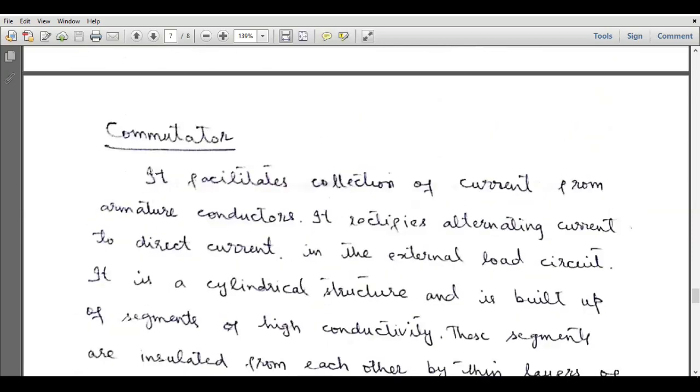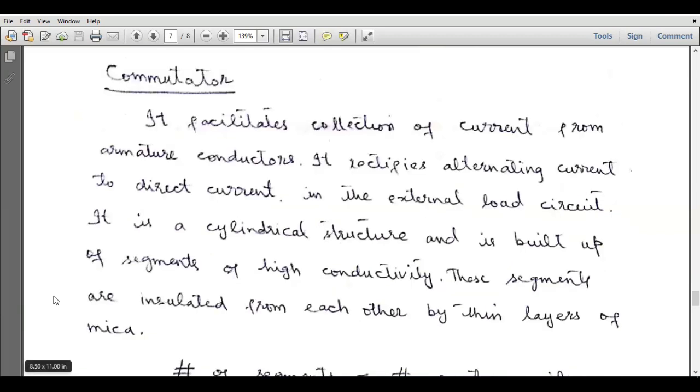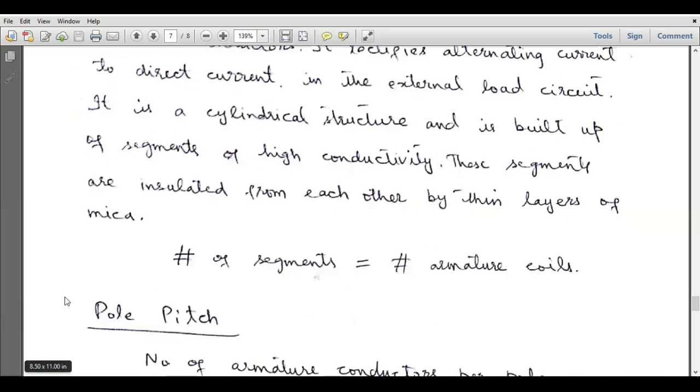Next part is the commutator. It facilitates collection of current from the armature conductors or armature coils. It rectifies alternating current to direct current in the external load circuit. It is a cylindrical structure and is built up of segments of high conductivity. These segments are insulated from each other by thin layers of mica. And in DC machines, the number of commutator segments is equal to the number of armature coils.